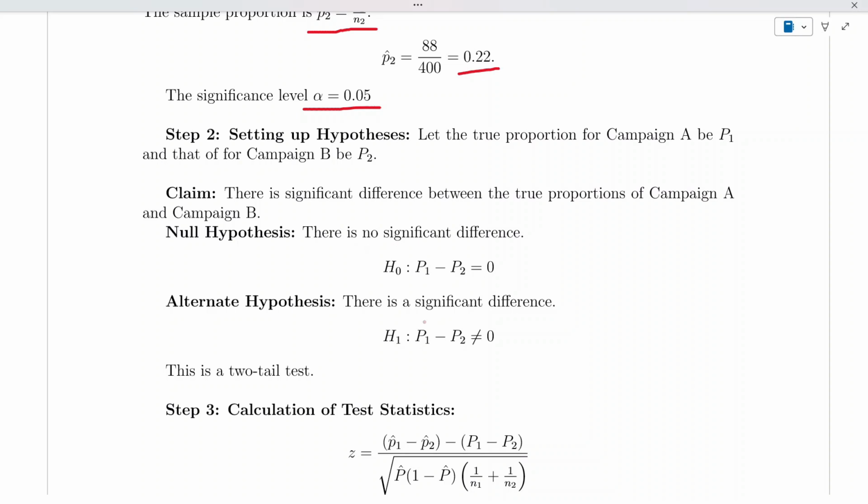The alternate hypothesis, H1, states that capital P1 minus capital P2 is not equal to 0, meaning there's a significant difference. Since the alternate hypothesis uses a not equal sign, this is a two-tailed test.